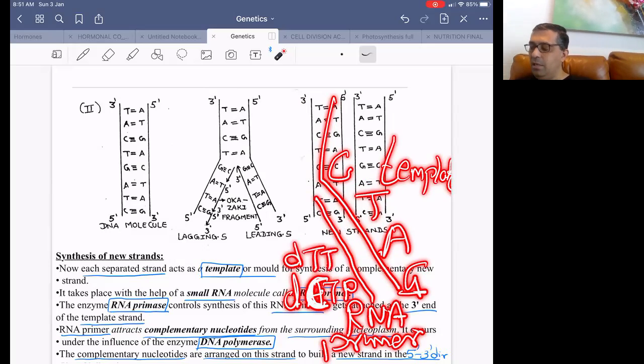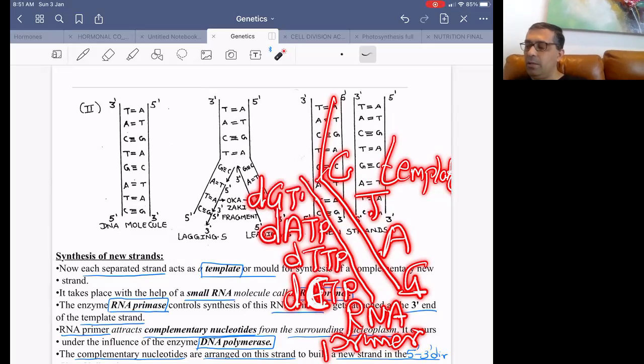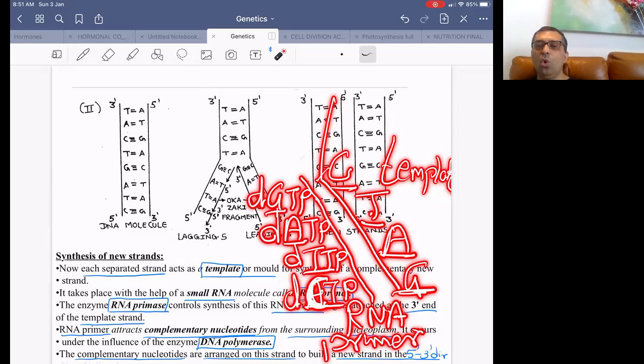deoxythymidine triphosphate. Thymine will be read by deoxyadenosine triphosphate. And cytosine will be read by deoxyguanosine triphosphate. If you remember, who does G pair with? C. Who does A pair with? T. Who does T pair with? A. Who does C pair with? G. So all these triphosphates are delivered and new strand construction begins.